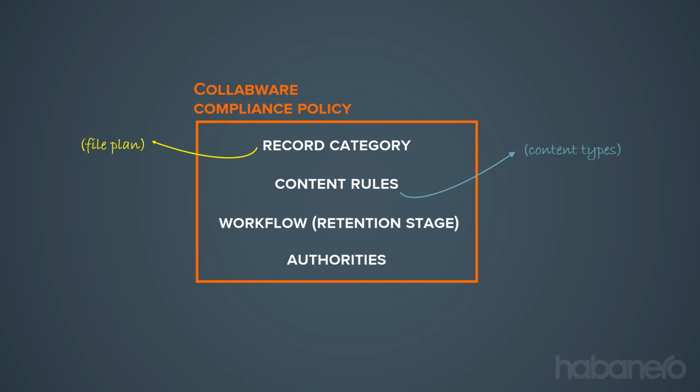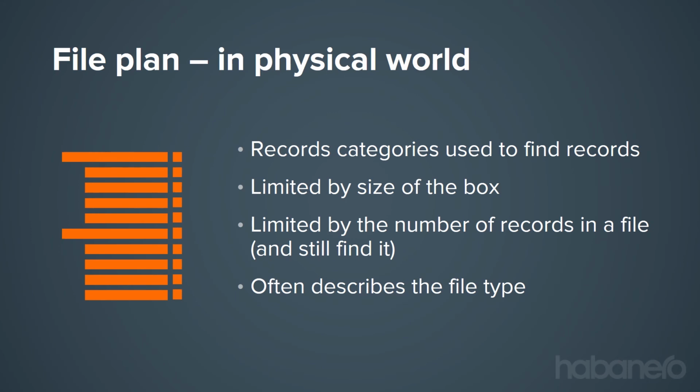Okay, so now we are going to jump into a few other areas of file plans and content types and provide a few guidelines as to how we best leverage these various pieces of the puzzle in the records management solutions we deploy for our clients. The first thing to think about is file plans. So in a physical world, the record categories, of course, are used to find records. Typically, the size of that record category is limited by the size of the box, maybe the size of the shelf, the size of the room, and so on and so forth.